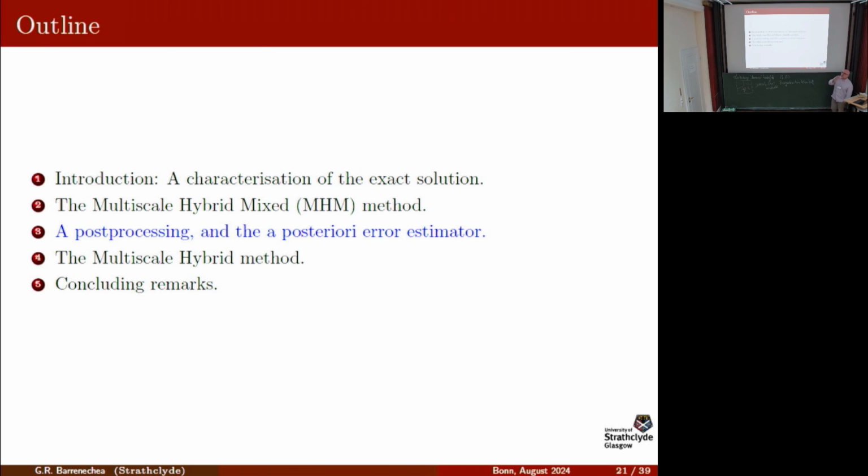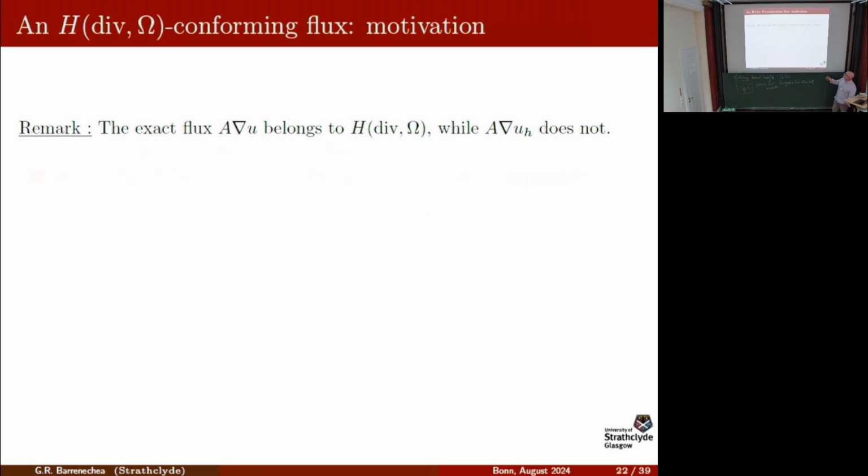Now I'm going to give two extensions. The first one is post-processing. And why do we want to post-process this method? There's a very simple reason for it. This exact flux here is an H(div) function. What pops out of the MHM method is not A grad u_h. It does not belong to H(div).